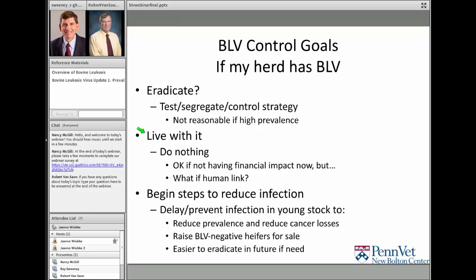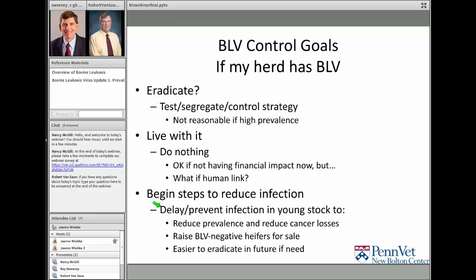On the other hand, you might just decide to live with it and do nothing. You may not be losing many animals to cancer. It's not having really a big effect on production. You've got other fish to fry with mastitis or Johne's, so you might choose to do nothing, which in reality would be fine if you're not experiencing a big financial impact now. But again, what if that human link is confirmed or becomes publicized? You're probably better off beginning to address the problem now and being proactive. And so I would recommend that all farms should at least consider taking some steps to reduce infection.